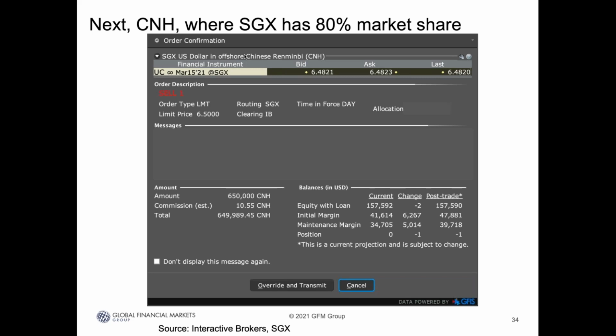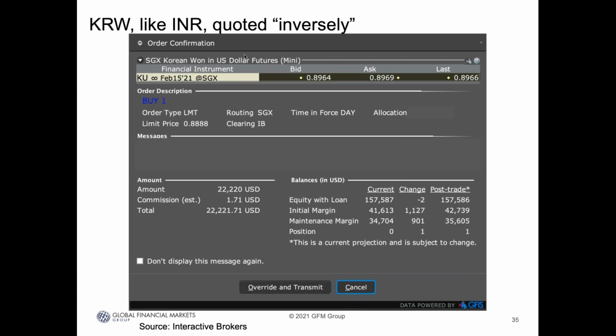There's actually not a lot of margin required for this one, in part because the renminbi is a lot less volatile as a currency than the Indian rupee. And once again, whether you buy or sell this future could reflect your views on whether the renminbi is going to go up or down, or maybe you've bought a renminbi bond and you want to hedge it. These are all different strategies you could use this for.